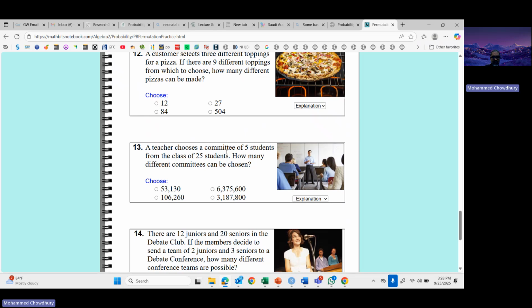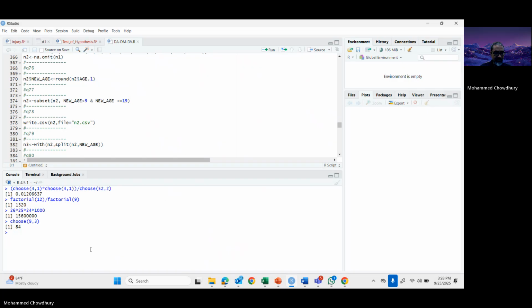A teacher chooses a committee of 5 students from a class of 25 students. How many different committees can be formed? So 25 choose 5.